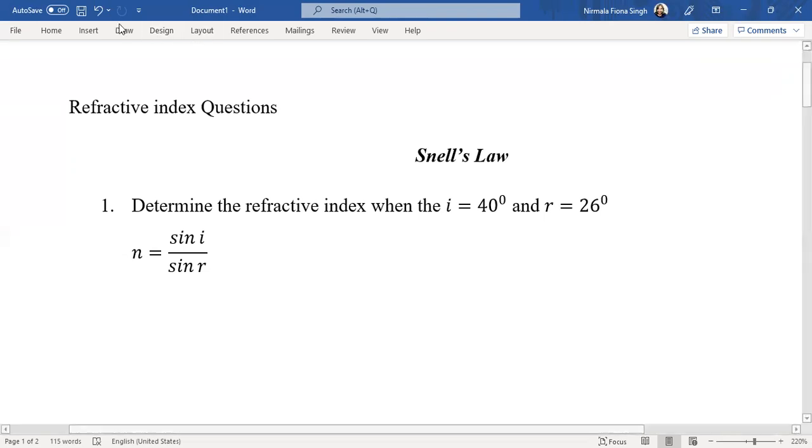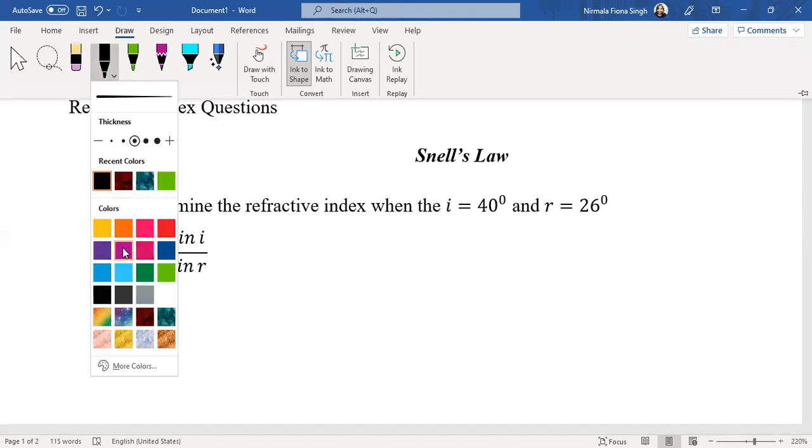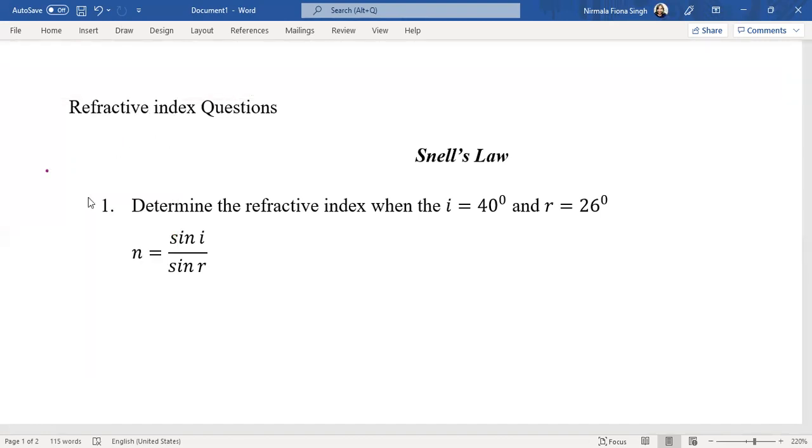All right, so we have here Snell's law. Just to recall what Snell's law is, let's pull up this pen. I like to write it in black. Snell's law states n is equal to sine of i divided by sine of r, n being your refractive index. Determine the refractive index when i is equal to 40 and r is equal to 26 degrees.